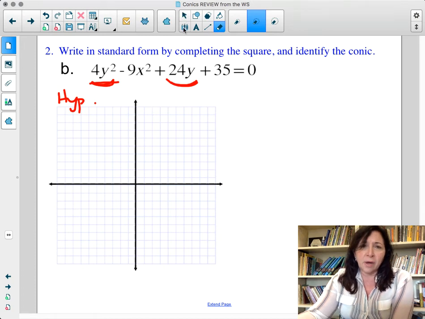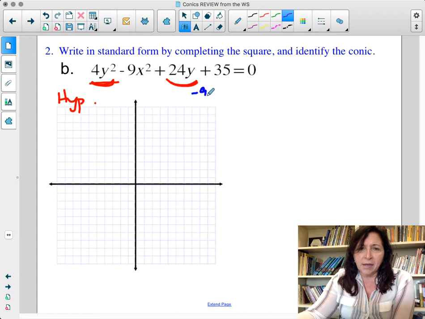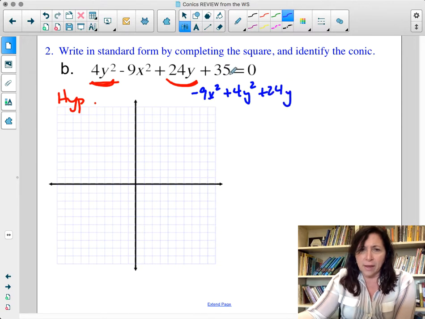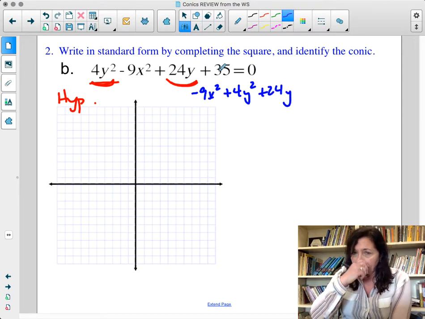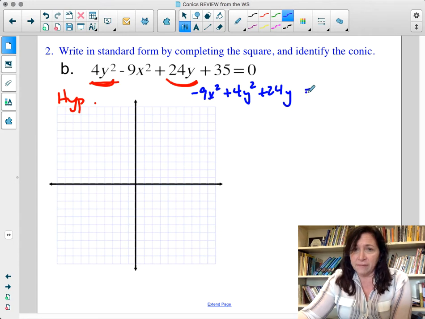All right, so let's see. I'm going to rewrite this. So I have negative x squared plus 4y squared plus 24y equals -35.